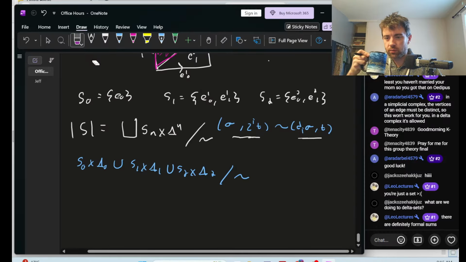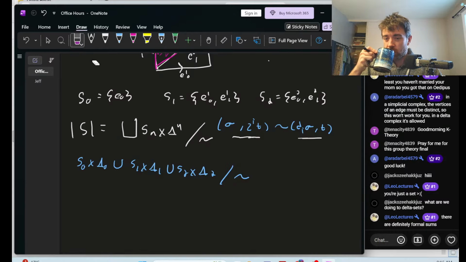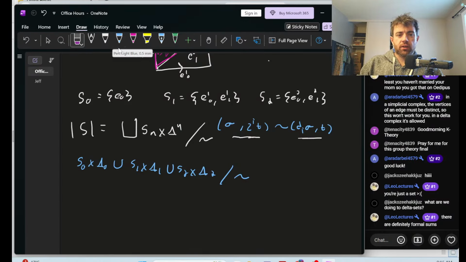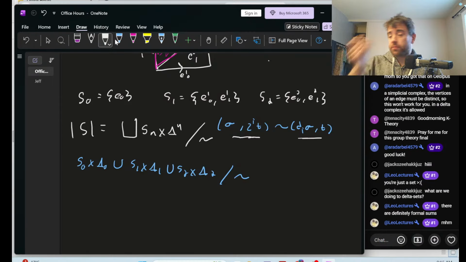But we're still just trying to pray for this group theory final. I will pray to Galois, maybe. No, there's people who took group theory further. We will all pray to the math gods for you.